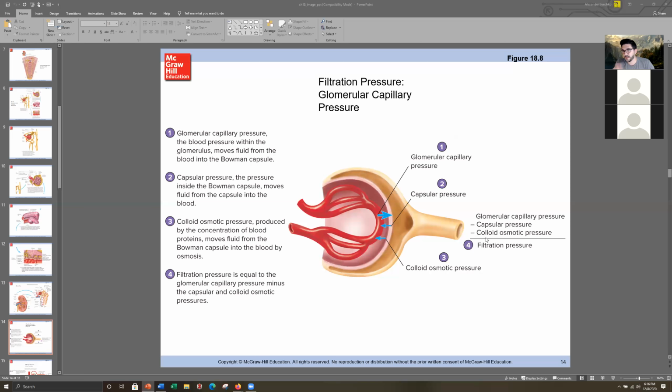And so depending on these pressure gradients, that determines how much urine we end up producing, okay? So the lower these things like our capsular pressure and colloid osmotic pressure, then the greater our urine volume is, because the glomerular capillary pressure is forcing a lot of that filtrate out and contributing to a lot of that volume that's passing through the nephron.